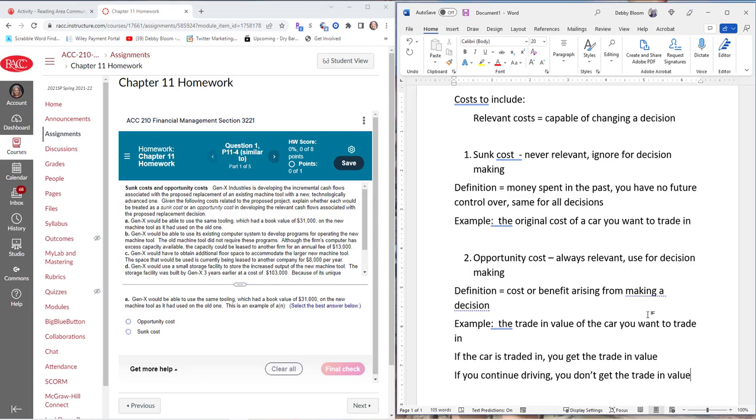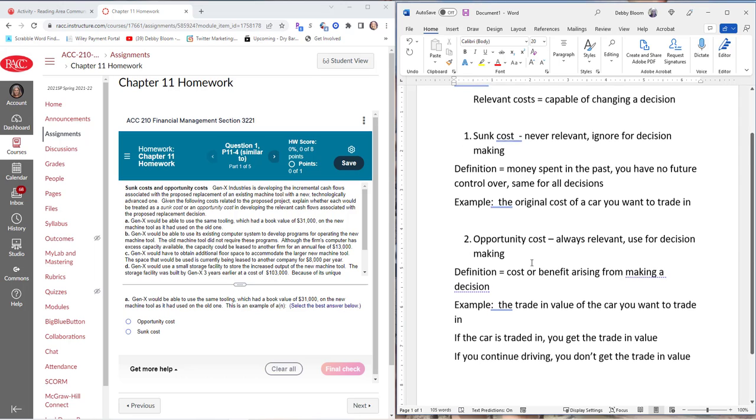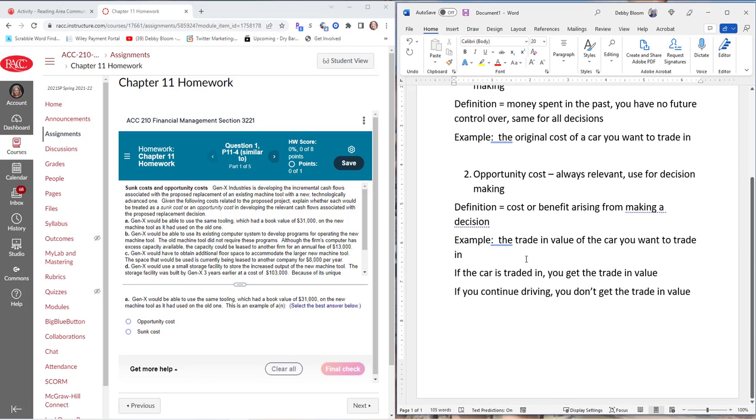So the difference is the original cost of the car would be a sunk cost because no matter what we do, we bought the car 5 years ago. From this point forward, any decision we make will not change that fact. But with an opportunity cost, we only get that trade-in value if we make the decision to trade it in. If we continue driving, we will not get that money. So let's look at this first problem, and let's decide which one is a sunk cost and which one is an opportunity cost. So let me go to the next page.